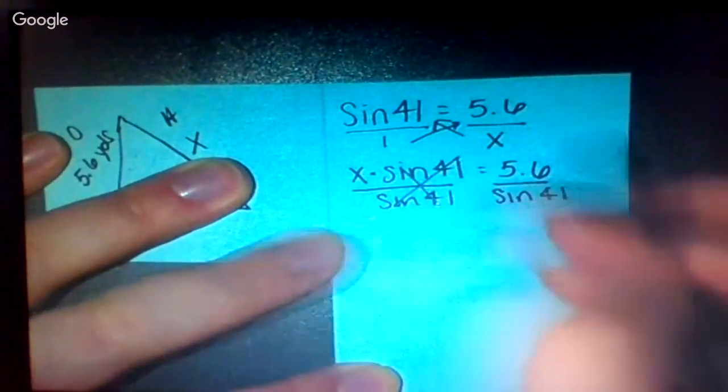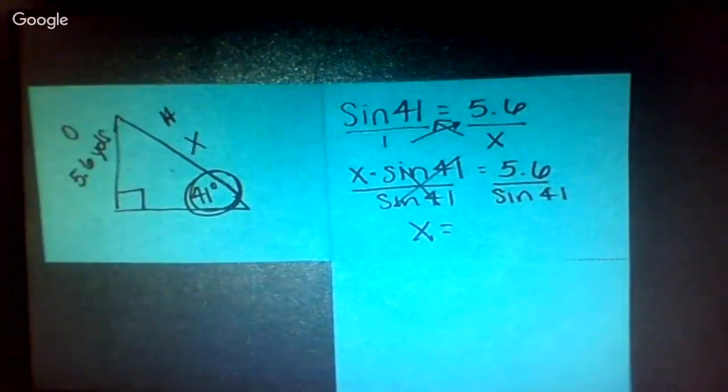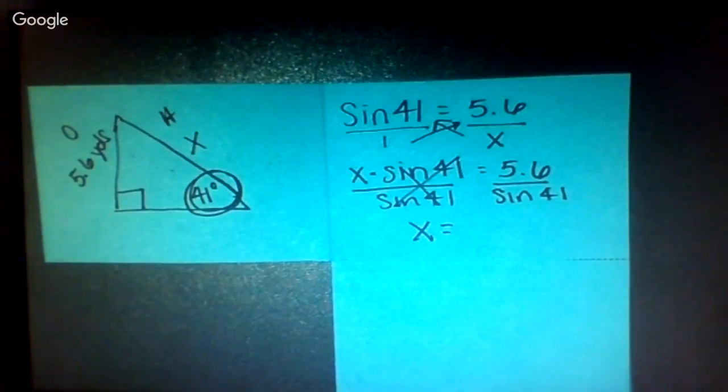So this cancels, and I'm left with X equals. So now that you have it in degrees, you're literally going to type in 5.6. And right next to your X squared button, you see SIN. That is your sine button.